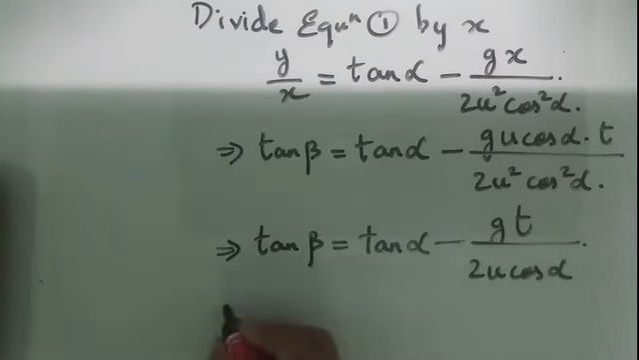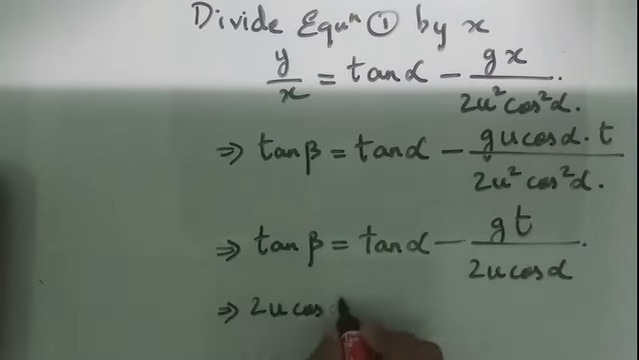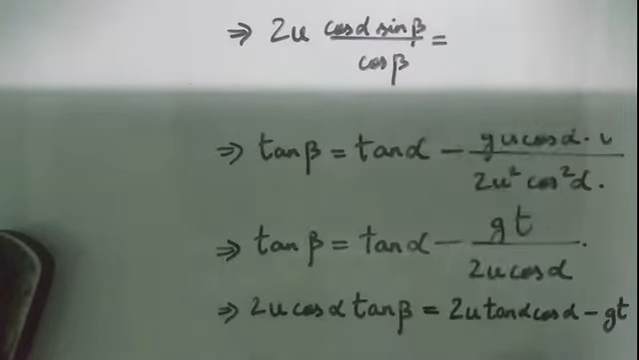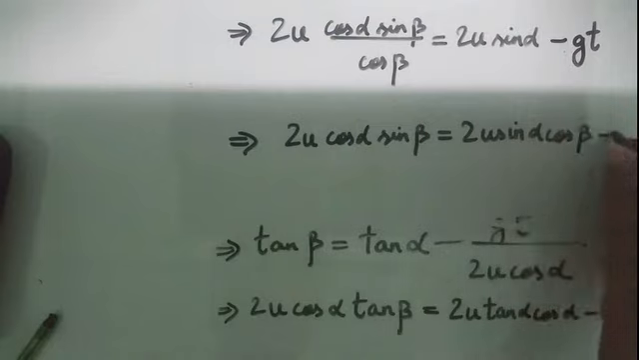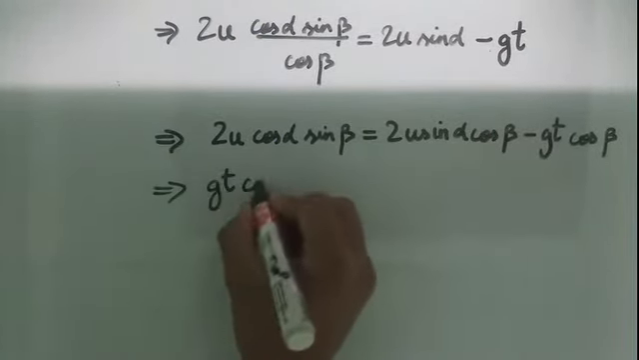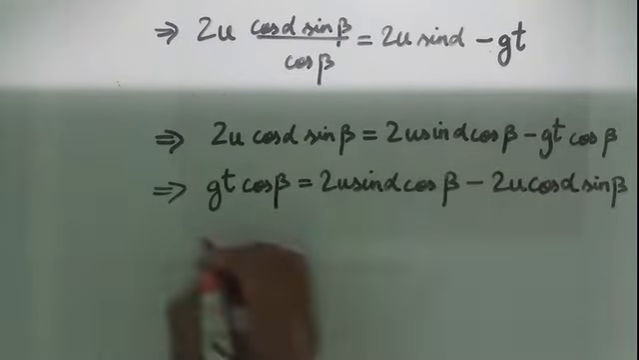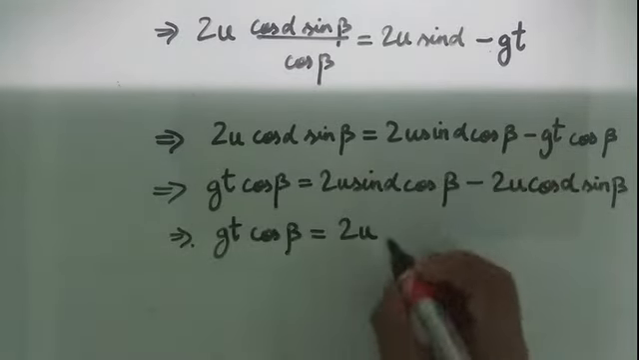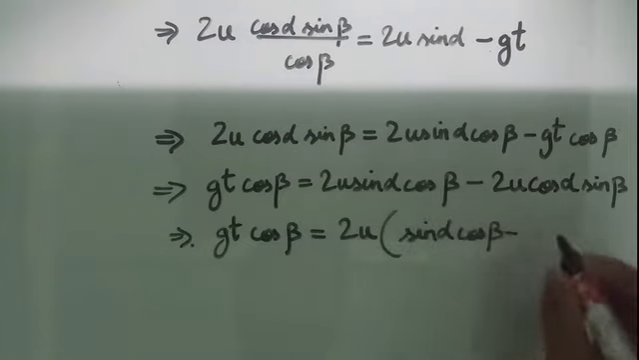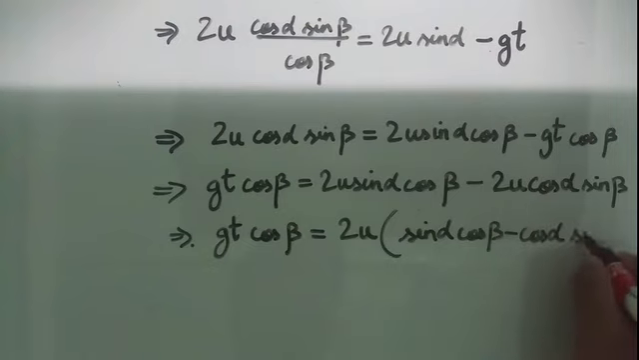Next what we will do, multiply throughout by 2u cos alpha. All that is left is simplifying, and then we will reach the answer. Tan, you can write it as sine by cos. So we'll keep the time on one side, the rest we will transfer to the other side. Take common 2u, you will be having sine alpha cos beta minus cos alpha sine beta.